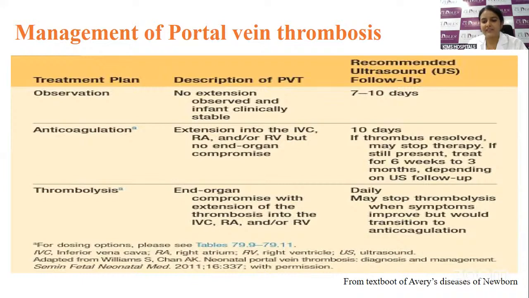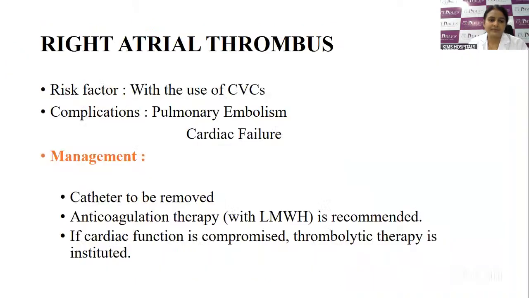But if it is still present, then we have to continue it for 6 weeks to 3 months with ultrasound follow-up. If there is an end organ compromise with the extension of the thrombus into the inferior vena cava, right atrium or the right ventricle, then thrombolysis has to be done and the ultrasound has to be done daily. And this thrombolysis can be stopped when the symptoms improve, but we have to transition to anticoagulant agents.